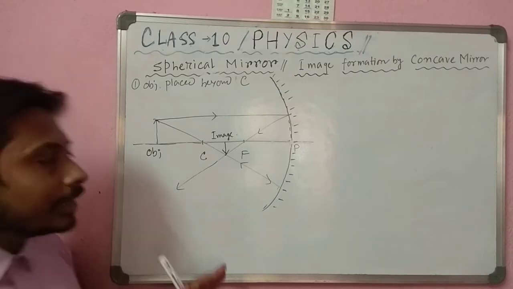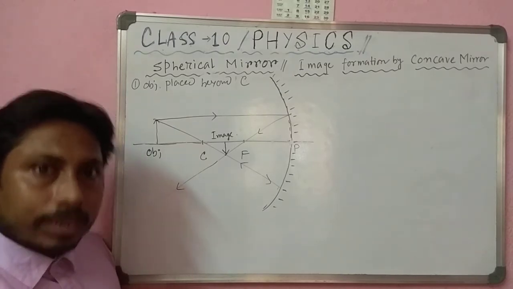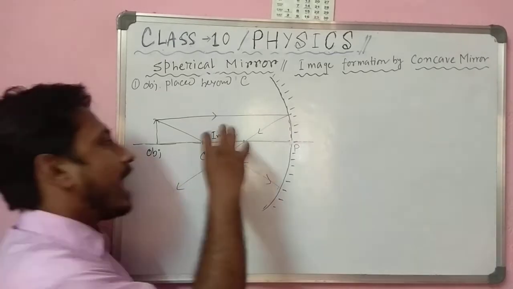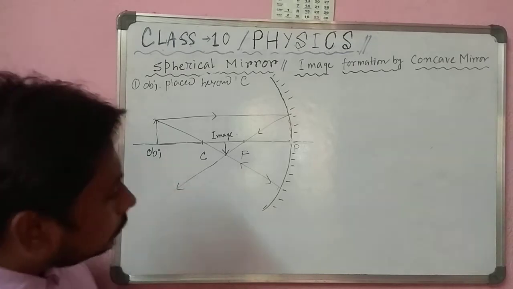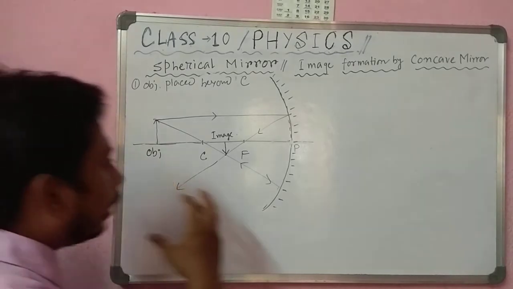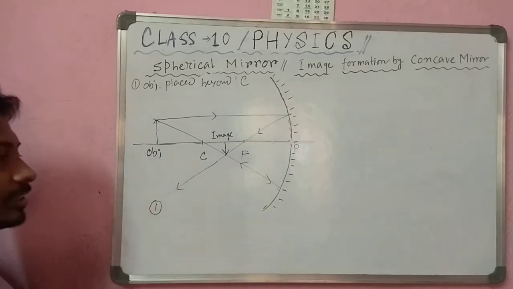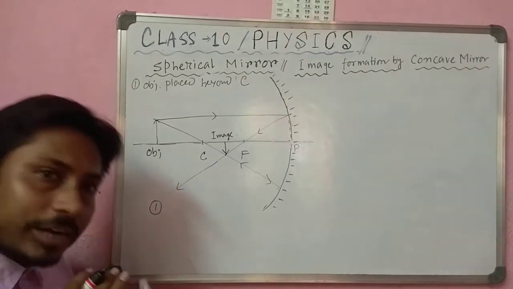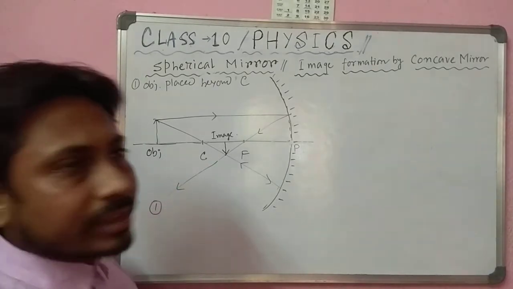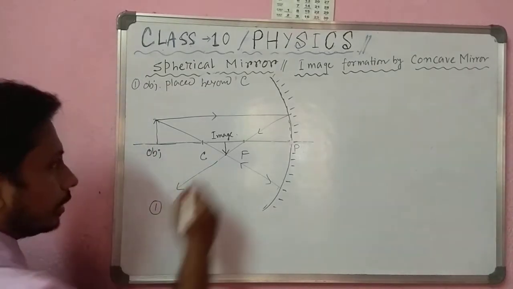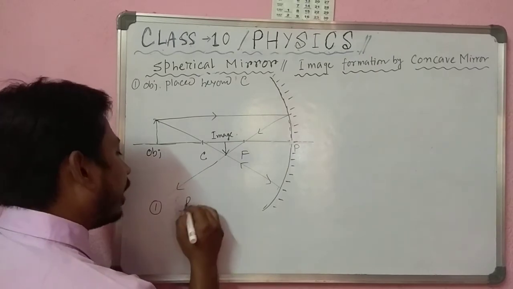Now after the drawing, you must mention the characteristics of the image. The characteristics of the image means how the image looks. Number one, after drawing, you must write the characteristics of the image. Image, first of all, write real.